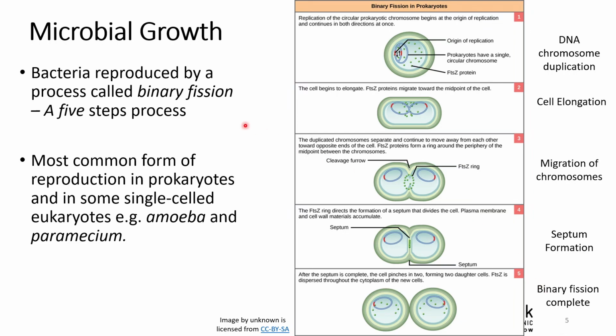So binary fission is a very common form of reproduction in prokaryotes and in some of the single-cell eukaryotes as well, such as the amoeba and also in paramecium.